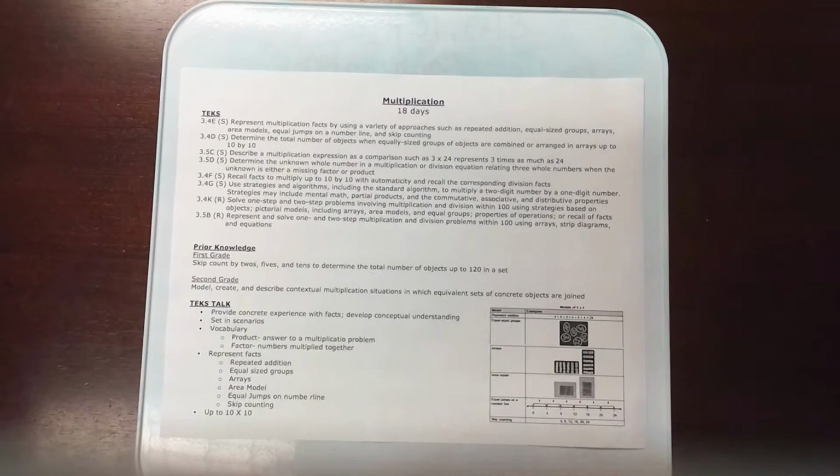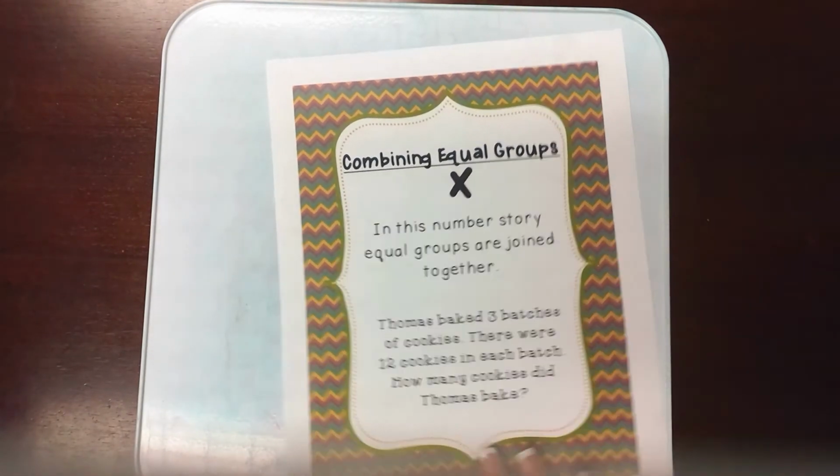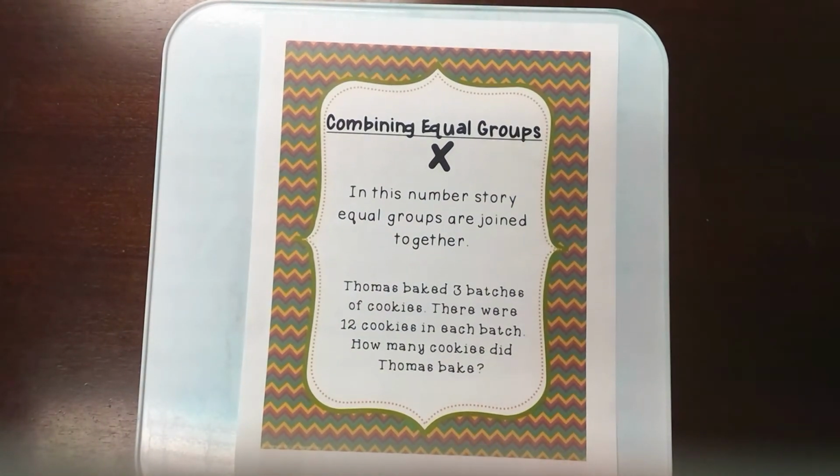So as a reminder, we're going to make sure that we are not teaching kids keywords such as in, all, each, total. All of those are keywords. Anytime we tell students, if you look at this word in a problem, this is the operation you are going to use, that is a key word. So we want to make sure that we don't limit students to looking for one word. We want to make sure that they are reading the whole problem and determining the action that is happening in the problem.